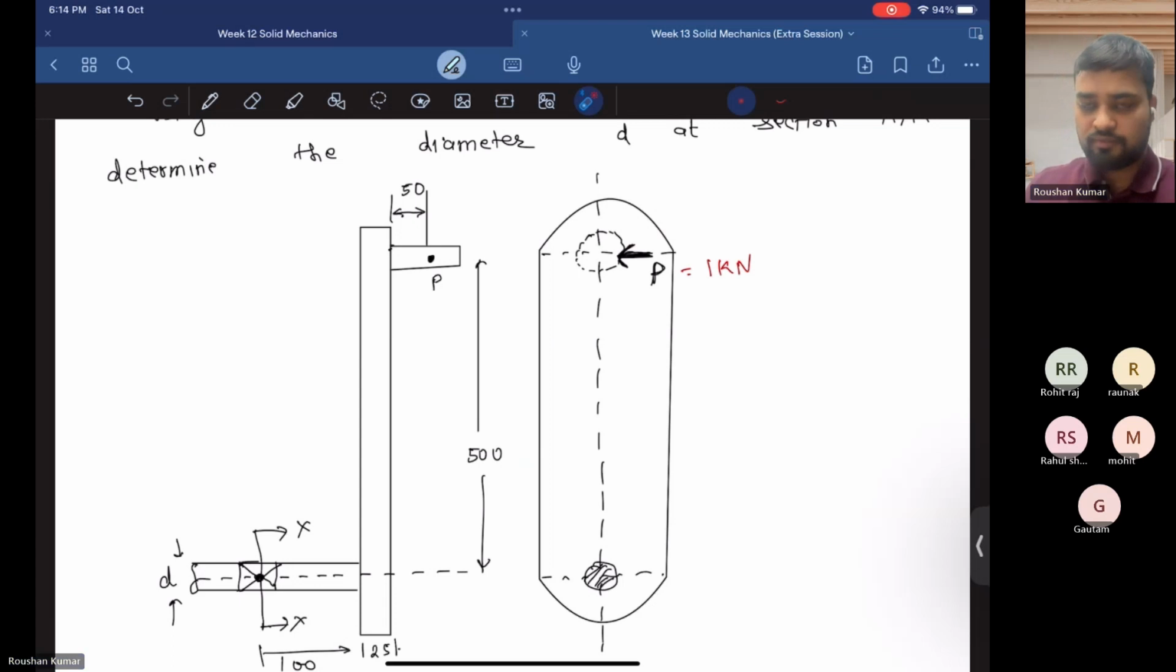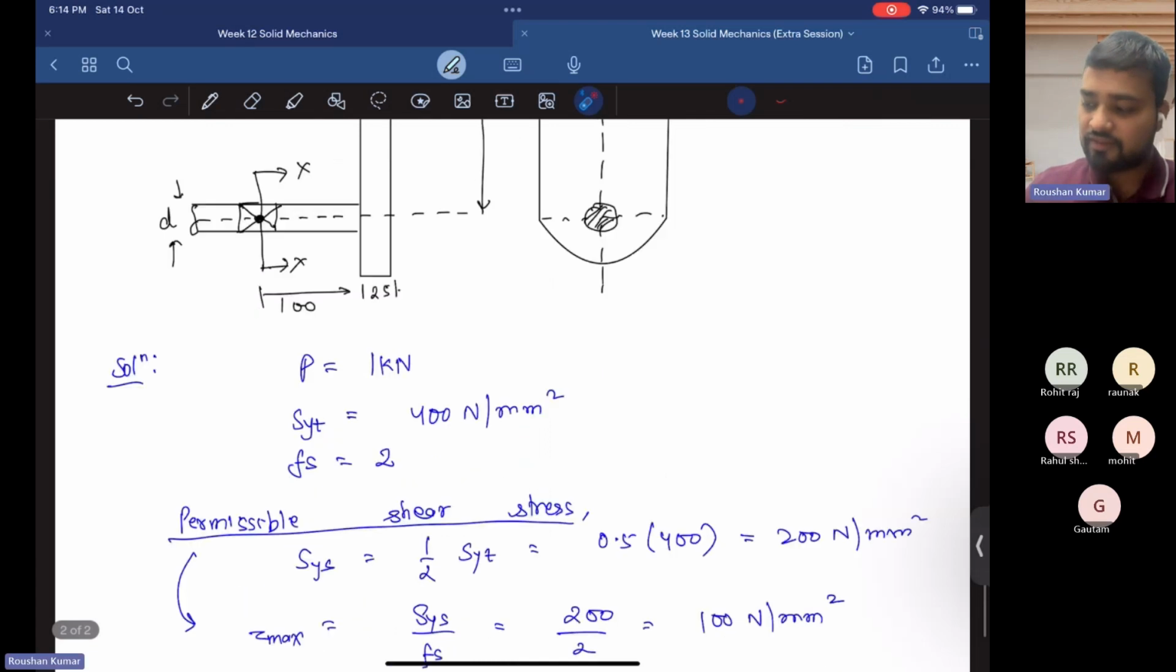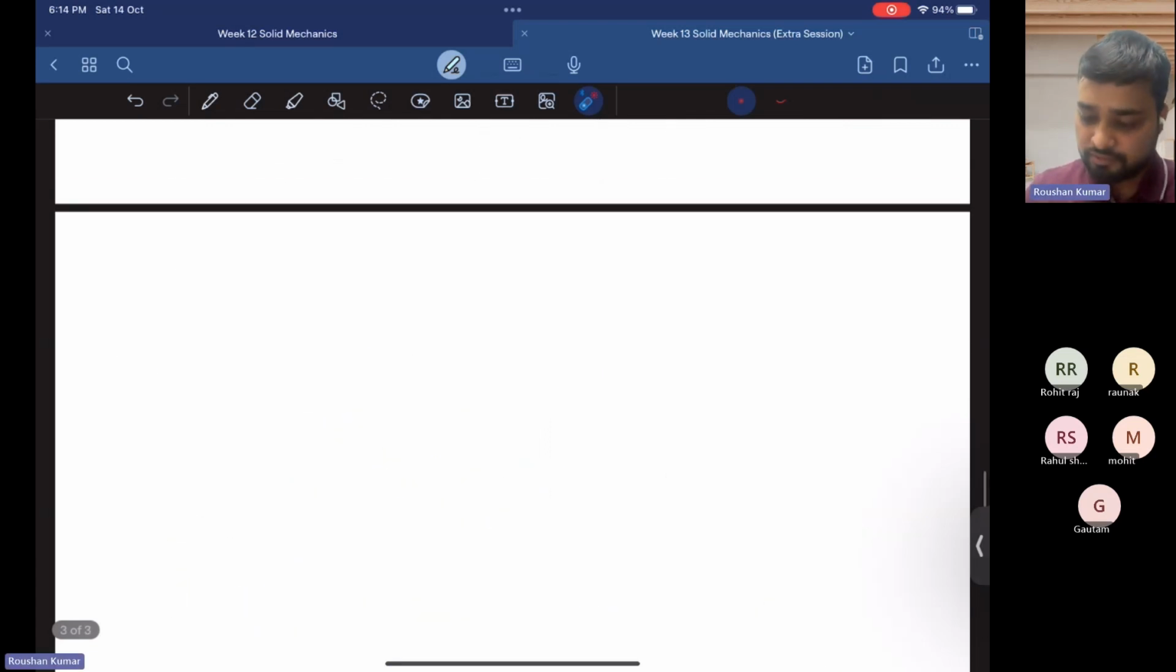The first is bending moment, and the second is torque. So we first calculate the bending moment and torque for this problem, and then using that we will find the value of permissible bending stress and torsional stress. So let's calculate first the bending moment.